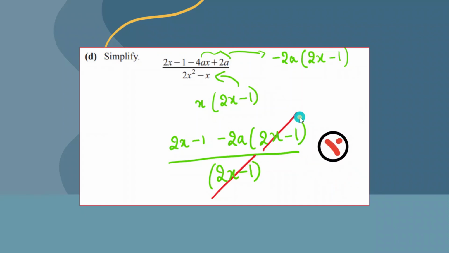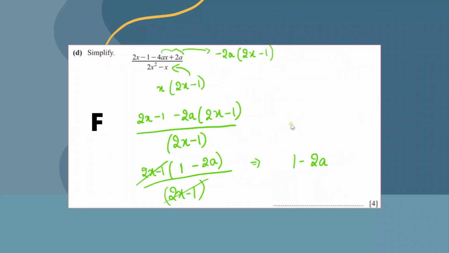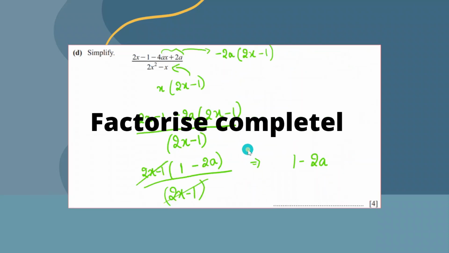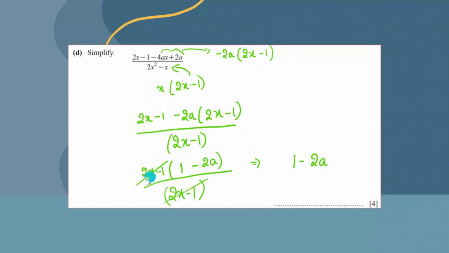You're not supposed to partially factorize. Here, what you're doing is cancelling the entire denominator with a part of the numerator. You cannot cancel that way. You're supposed to factorize completely. So here, 2x minus 1, you have to take it common from the entire numerator and then only you can cancel it with the denominator.